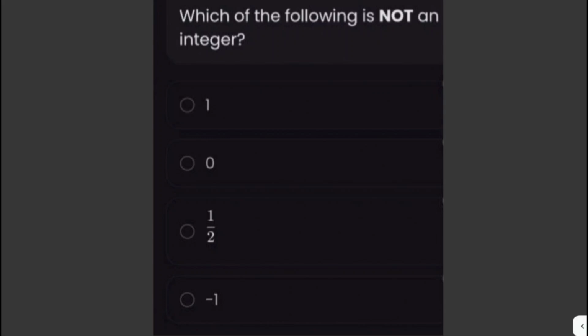Which of the following is not an integer? Now you should know what an integer is. An integer is any whole number including 0. An integer can either be positive or negative. So the answer here is 1/2, because 1/2 is not a whole number.